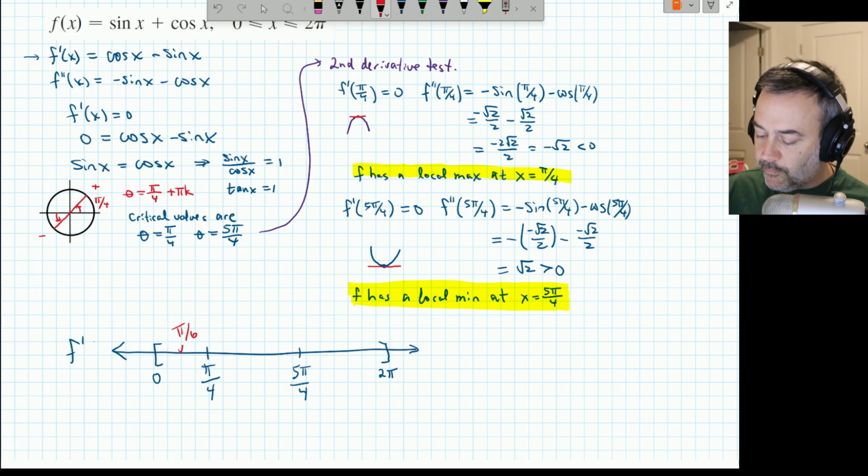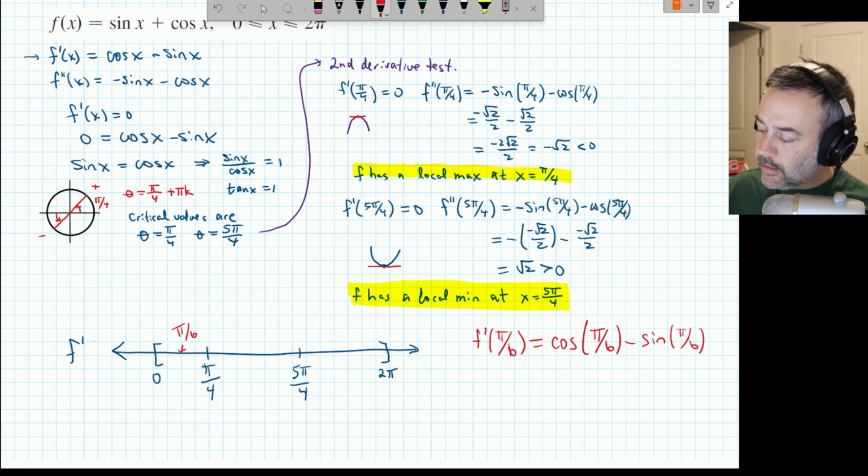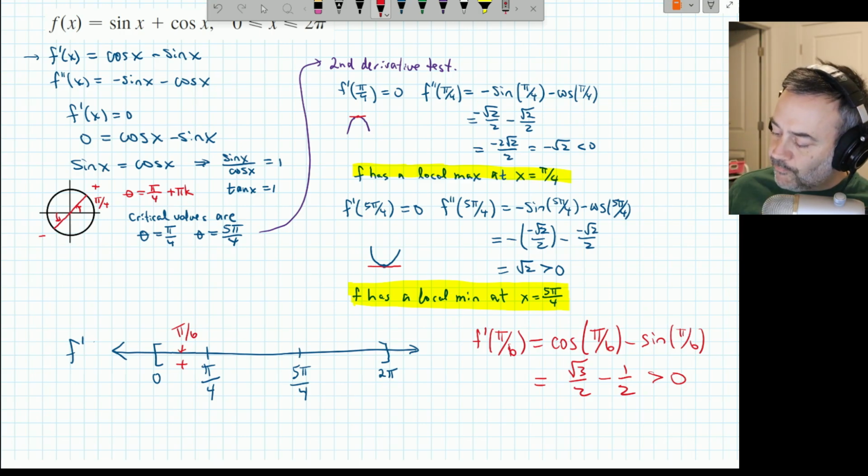I'll plug in pi over 6. Let's see. So f prime of pi over 6 is cosine of pi over 6 minus sine of pi over 6. I was going to say they're both positive, but that's subtraction in the middle. So cosine of pi over 6 is root 3 over 2, and this is 1/2. Root 3 over 2 is greater than 1/2, so this is positive. You also know that the cosine length, the x length on that triangle, is longer than the sine length.